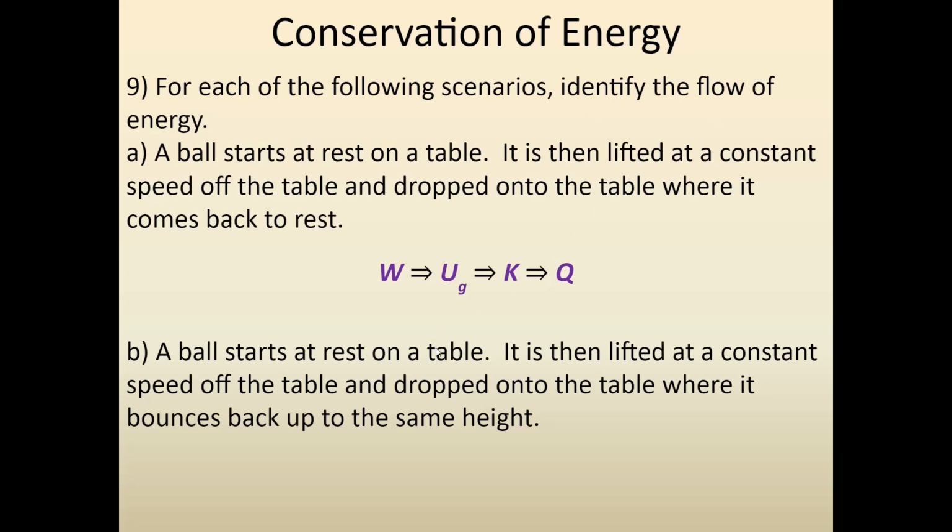So the next part, we have the ball starts at rest on the table, lifted up at constant speed, dropped on the table, bounces back up to the same height. So if we did the flow here, it ends up working the same way, except once it turns into kinetic, because it lifts back up and reaches the same height, the Q is no longer there. It's going to just go into UG again. So it goes from work to potential to kinetic to potential again.